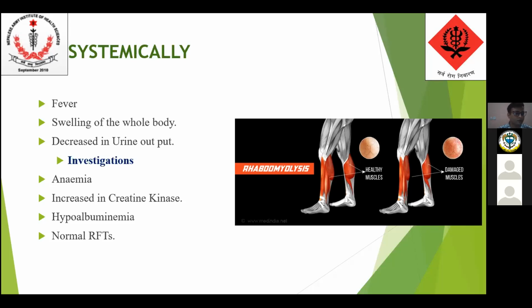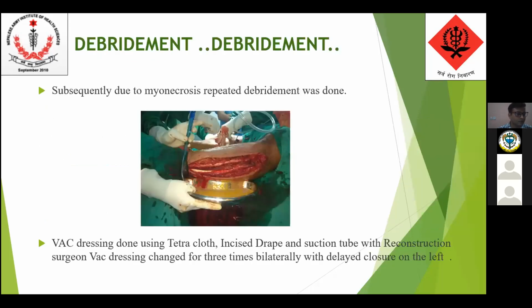So what we did was debridement. Subsequently, due to myonecrosis, repeated debridement was done by us. And then VAC dressing after the debridement, once we thought there was viable tissue and no infection in the compartments of the legs. It was a modified VAC dressing with the help of our reconstruction surgeon, and it was changed 3 times bilaterally.